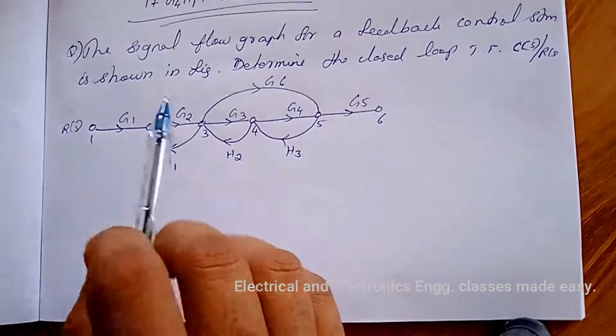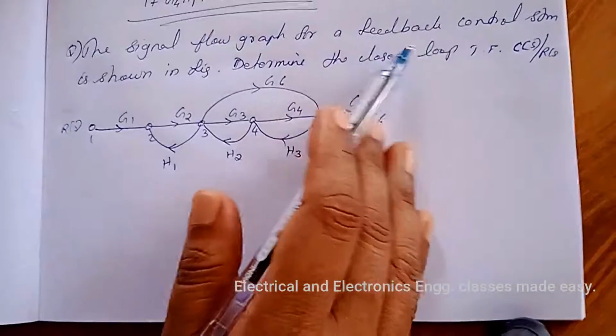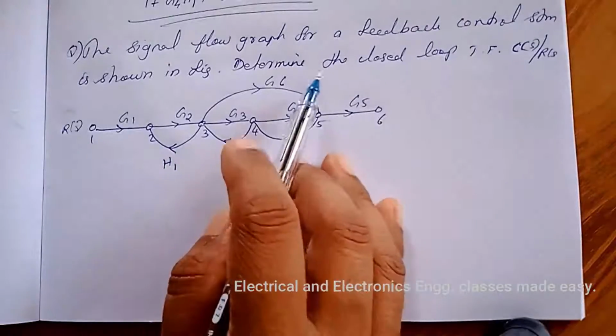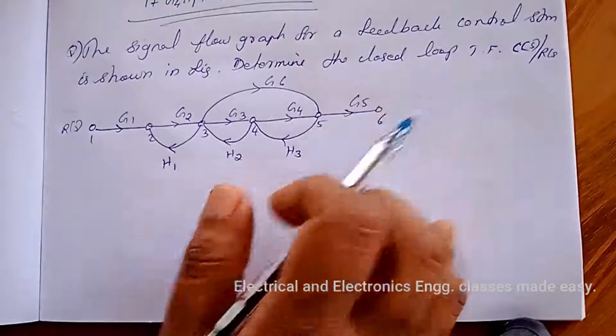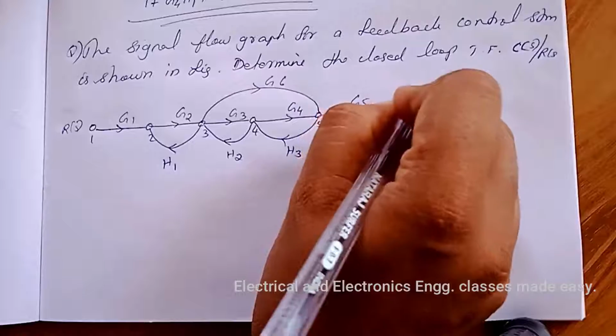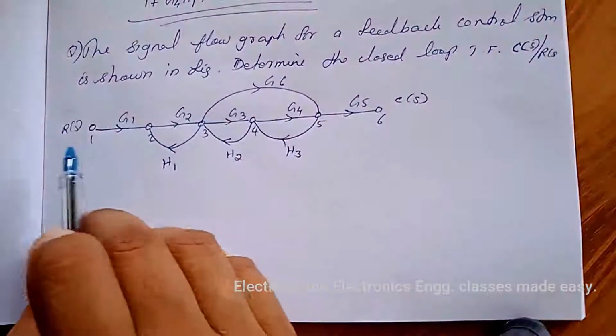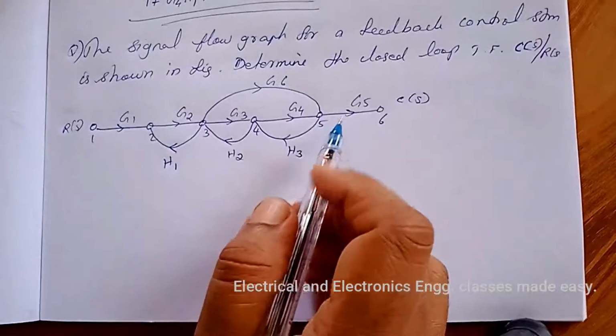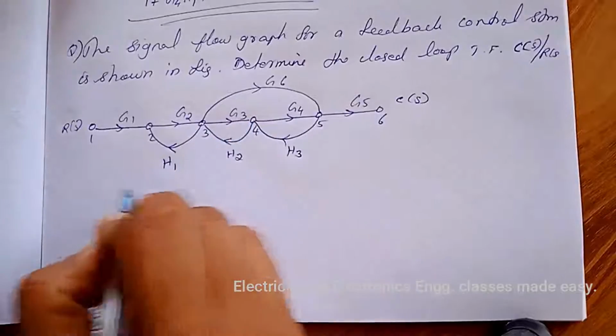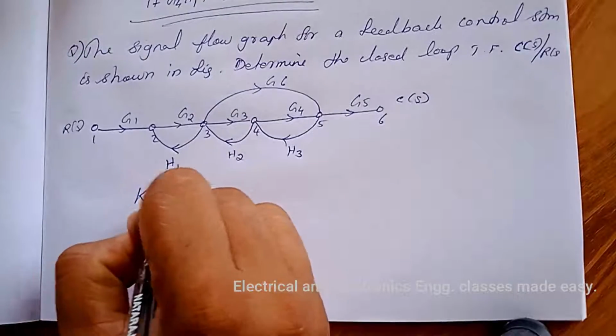Let us do another problem. The signal flow graph for a feedback control system is shown in the figure. Determine the closed loop transfer function C of S divided by R of S. So this is the given signal flow graph. So first of all we have to find the forward paths. So number of forward paths.